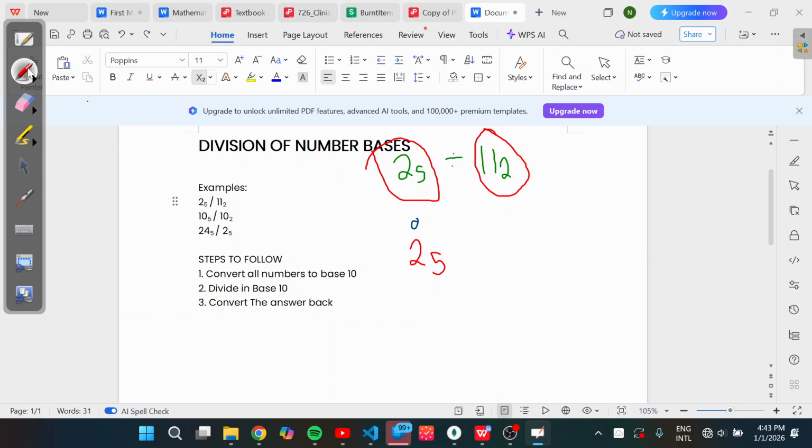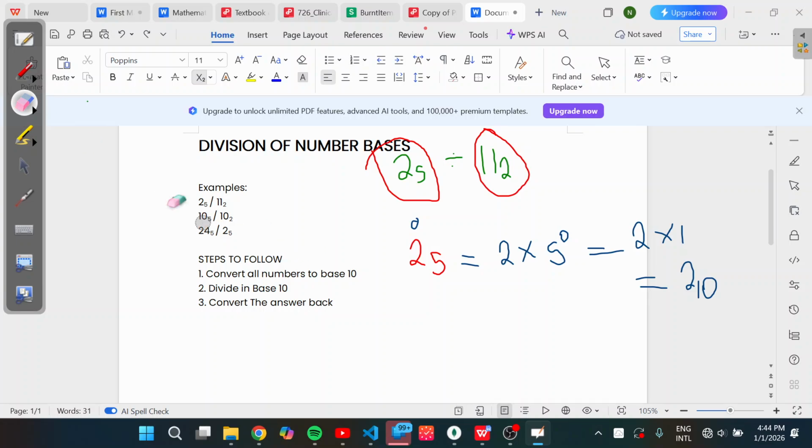Okay. So how do we actually solve it? This is what we said we would do, right? So we have 2 times 5 raised to the power of 0. That means in base 10, this is actually going to be 2, because that's 2 times 1. And that will give you 2 base 10. So 2 base 5 will give you 2 base 10.